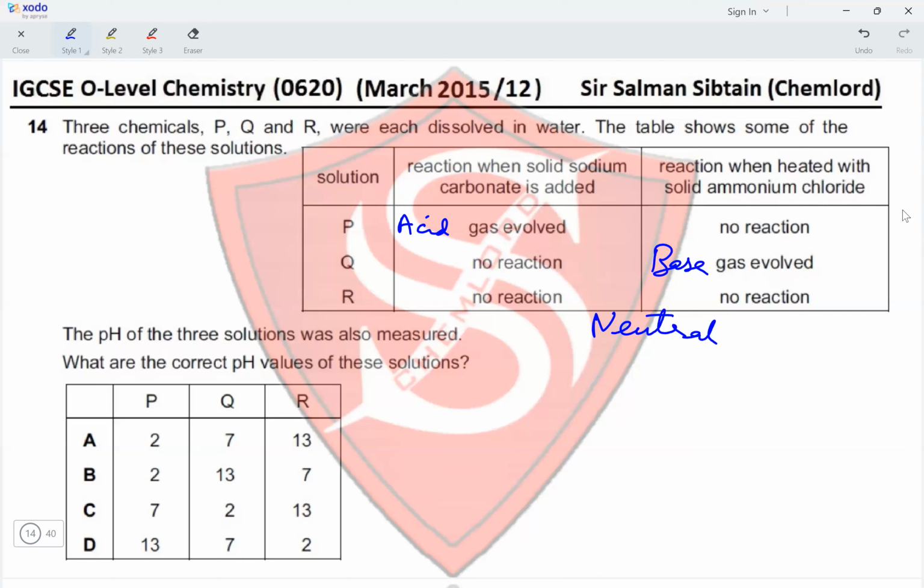The pH of these three solutions was also measured. What are the correct pH values of these solutions? So P is an acid, so it can have a value of 2, not 7 and not 13. So options C and D have been eliminated. Q is a base, so it will not have a pH of 7 because that is a neutral pH. It will have a pH of 13, which is the basic pH. And R would have a pH of 7 because it is neutral. This eliminates option A and makes option B the correct option for this question.